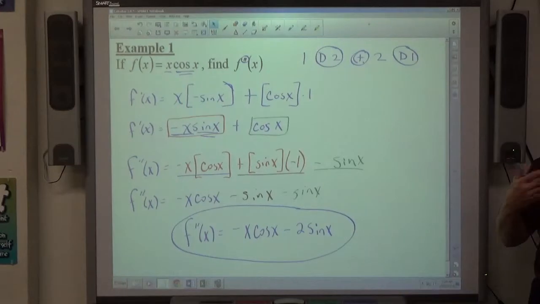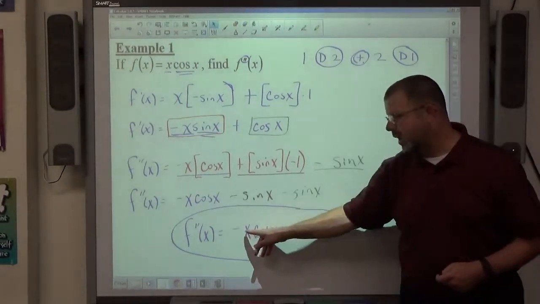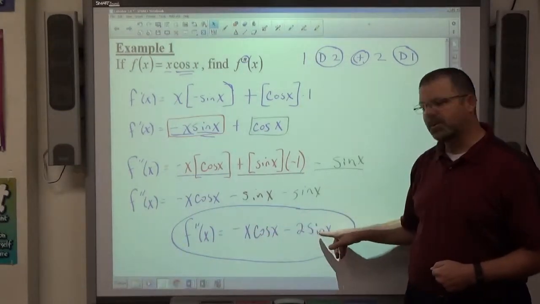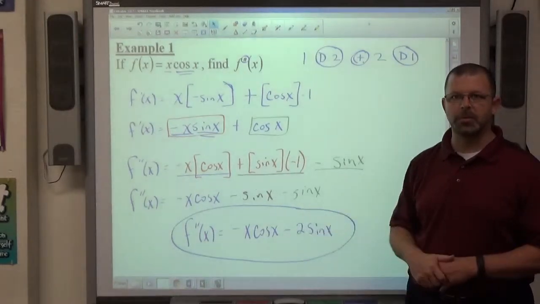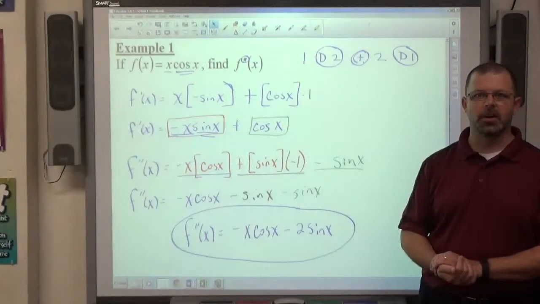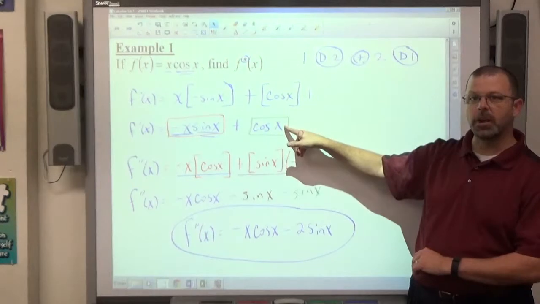If they ask me to do a third derivative, negative x cosine of x is a product, and minus 2 sine of x is just a sine function with a constant being multiplied by it. That one's ready to go. It would be basically the same difficulty level as this one is.